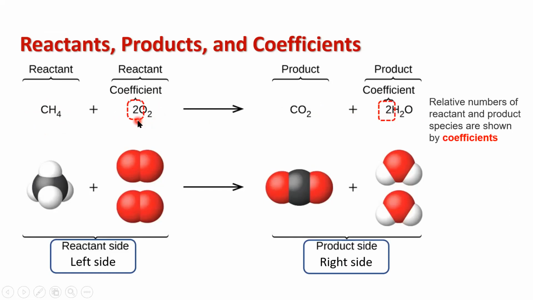And the coefficients are the way we're going to relate how these substances react together. So in this particular reaction, we have one molecule of CH4 for every 2 O2 to produce 1 CO2 and 2 H2O. So the coefficients give us the relative amount of reactants and products in a chemical reaction. Now, there's no coefficient written here, but it's assumed to be a 1. And there's no coefficient here, but it's assumed to be a 1.